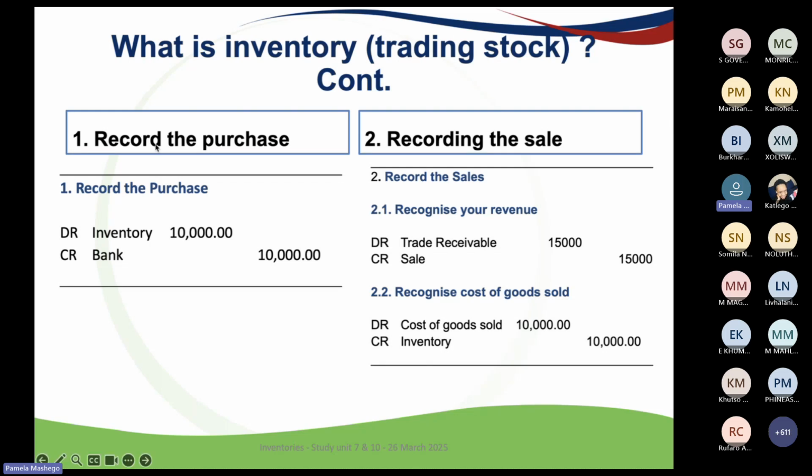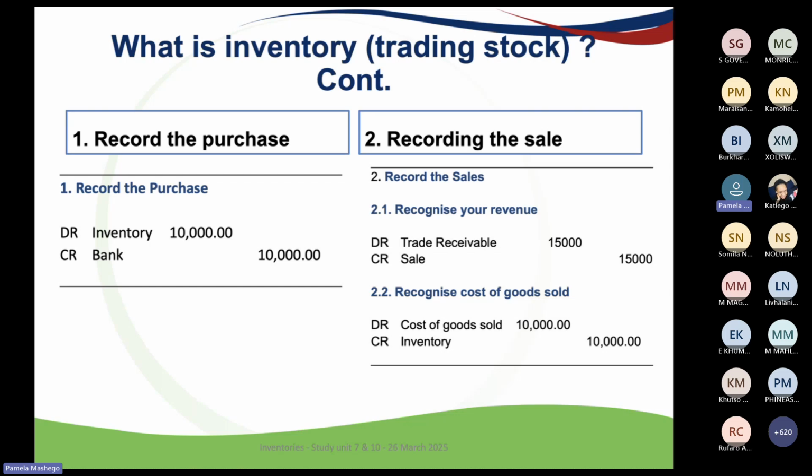So 2.1, when you recognize the revenue, if the customer bought it cash, you would have debited the bank account to show that you received money. But in our example, they bought it on credit. So hence we debit the trade receivable account to show that we are owed money. And this is also an asset account. And then you credit sale.